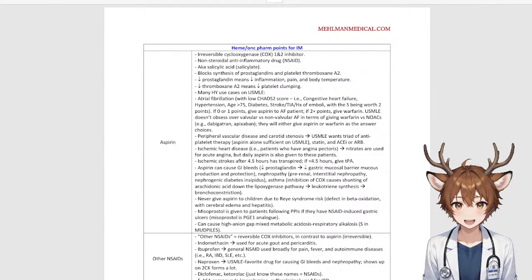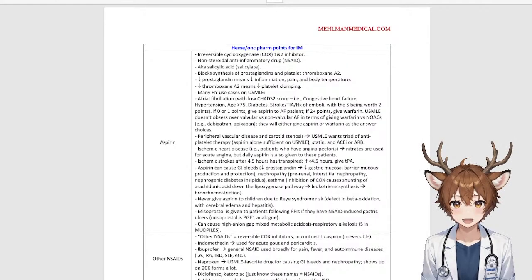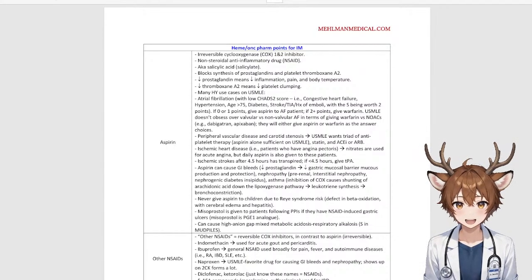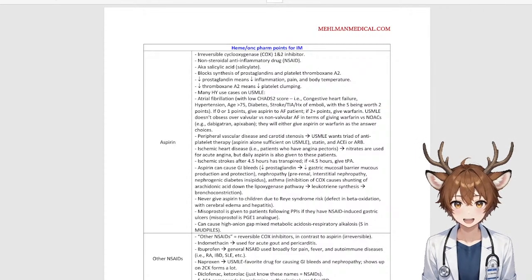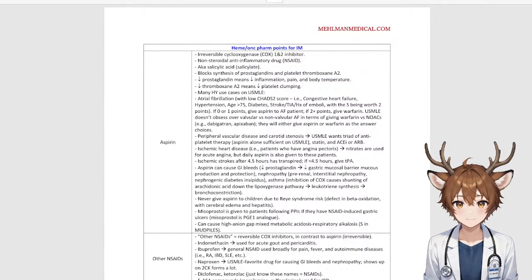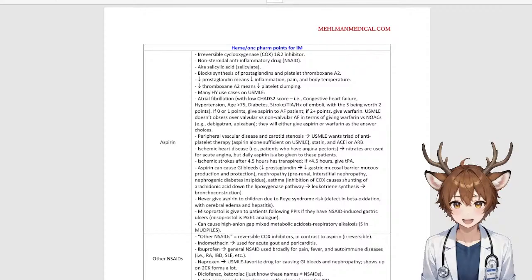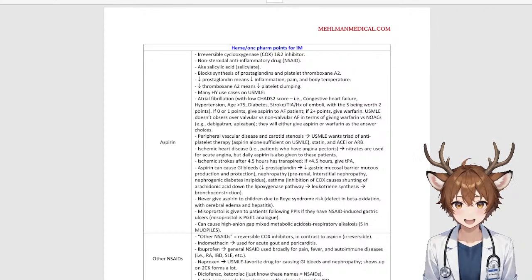Nephropathy, pre-renal interstitial nephropathy, nephrogenic diabetes insipidus, asthma. Inhibition of COX causes shunting of the arachidonic acid down the lipoxygenase pathway, leading to leukotriene synthesis and bronchoconstriction. Never give aspirin to children due to Reye syndrome risk, a defect in beta oxidation with cerebral edema and hepatitis.